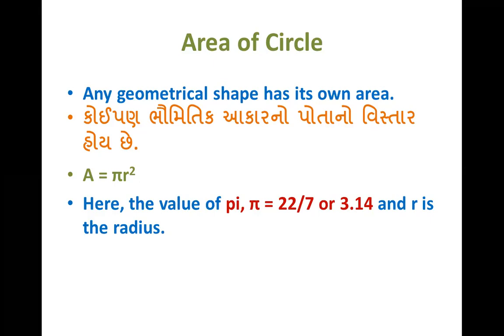The value of π you may take as 22/7 or 3.14. In case any value is not given to you in examples, you must take, by default, the value of π as 22/7. If they want you to put the value of π as 3.14, they always tell you in the question. But by default, you can always take the value of π as 22/7, if the value is not given in examples.